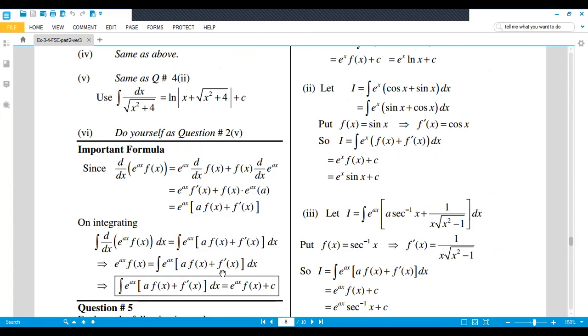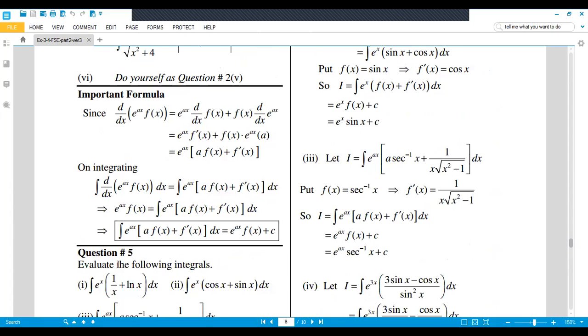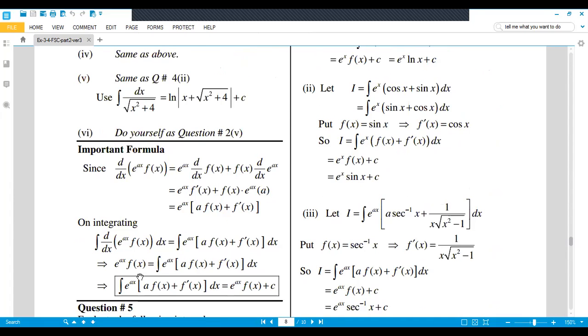Now before going to solve question number 5, remember that if you have an e power ax exponential function, and a f of x plus f prime of x, meaning its derivative, is present in addition, then its integral will be equal to e power ax f of x plus c. This important formula we will use here.